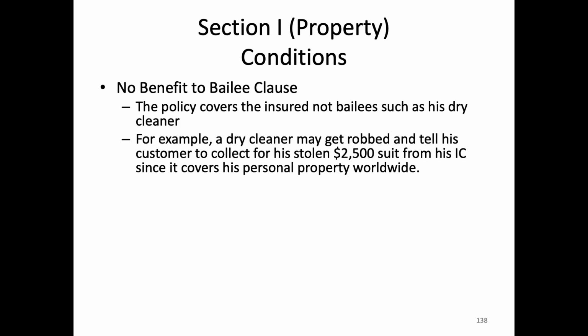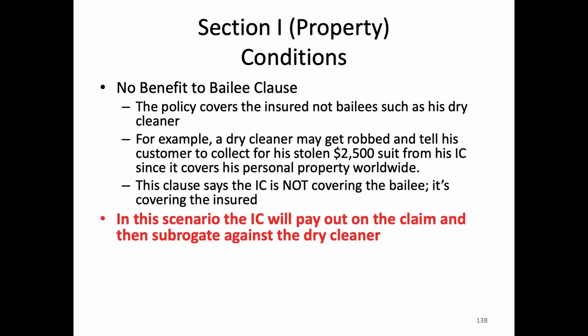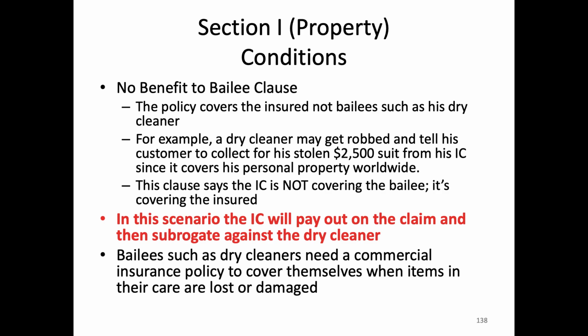So let's say a dry cleaner gets robbed and he tells his customers, go collect from your insurance company. Your personal property is covered worldwide on your homeowners. Don't collect from me, collect from your insurance company. What this clause says is the insurance company is not covering the bailee, it's covering the insured. So in this scenario, the insurance company will indeed pay out on the claim to the insured, but then under this clause, it has the right to go subrogate against the dry cleaner to collect the money. So the dry cleaner is really not off the hook after all.